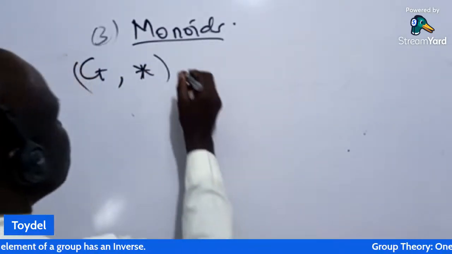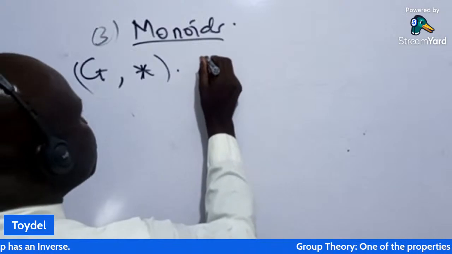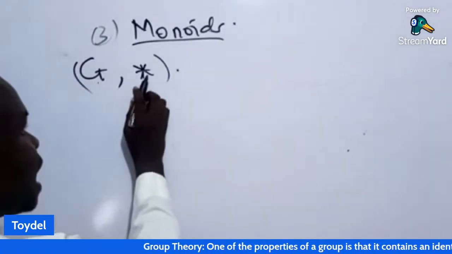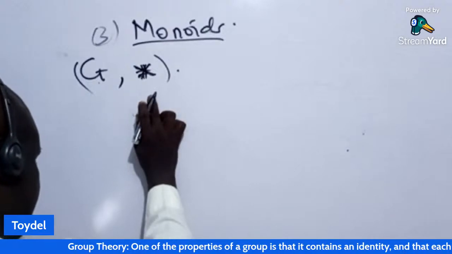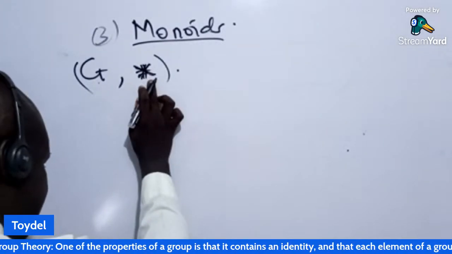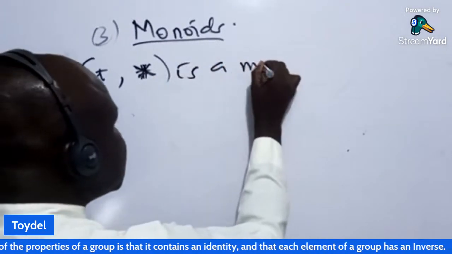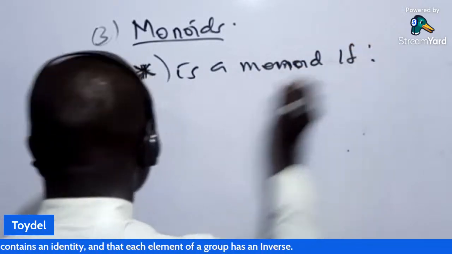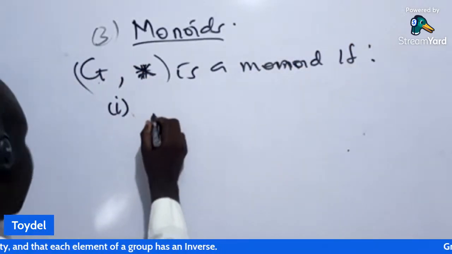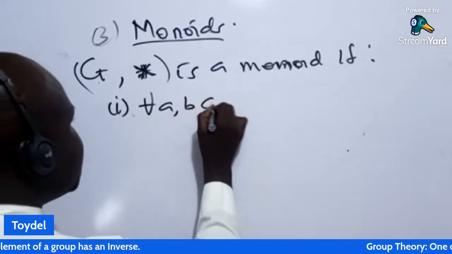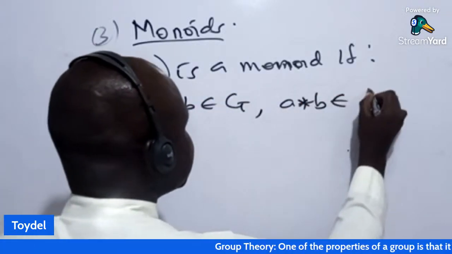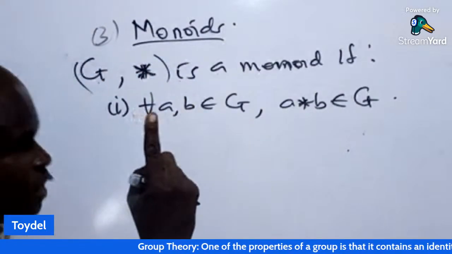G is a non-empty set, and asterisk is a binary operation. Then G comma asterisk is a monoid if the first property holds: for all A, B that belong to G, we can get A asterisk B in G. That is the first one, the closure property.